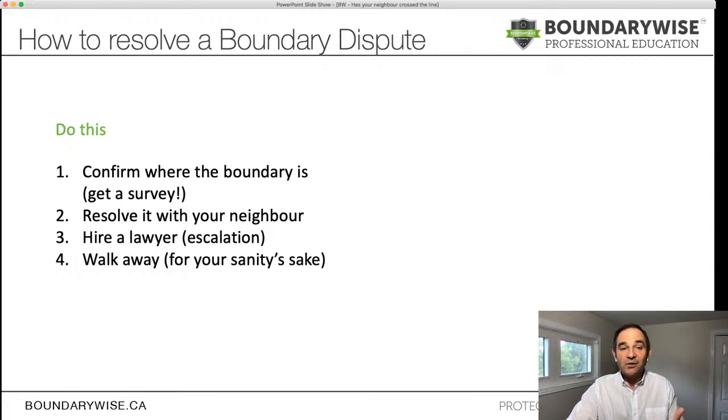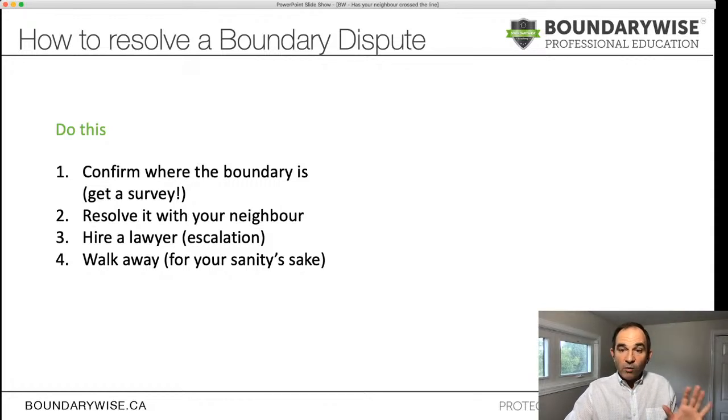If that doesn't work, unfortunately, your next level of escalation is pretty severe. You've got to hire a lawyer, and not a real estate lawyer who does real estate deals unless they have a particular specialty in land disputes. You're looking for a litigation lawyer, one that has expertise in land law.